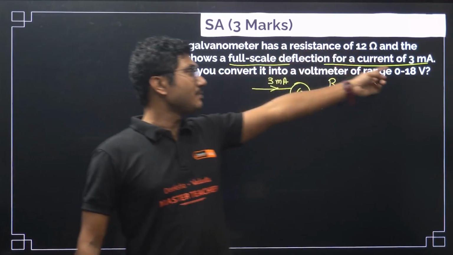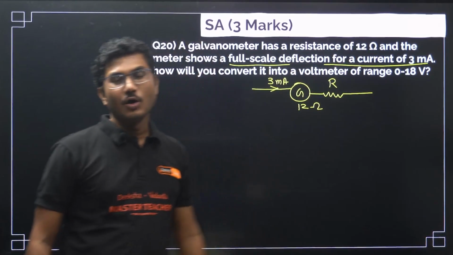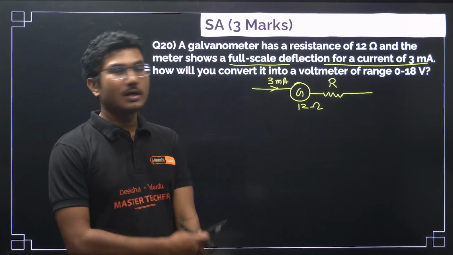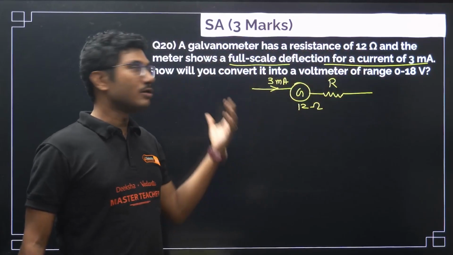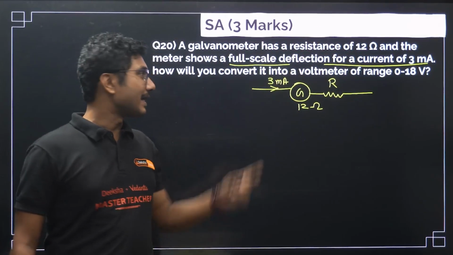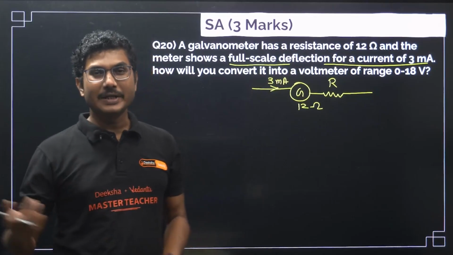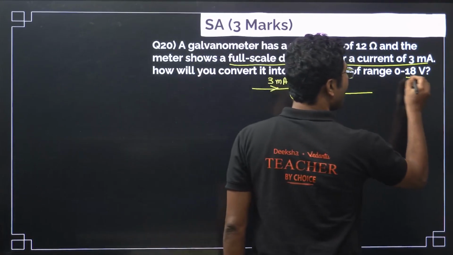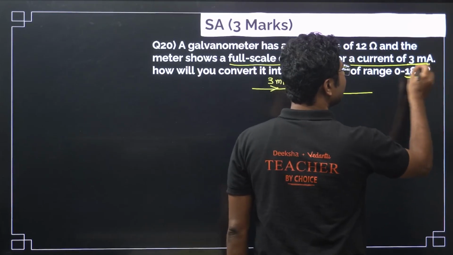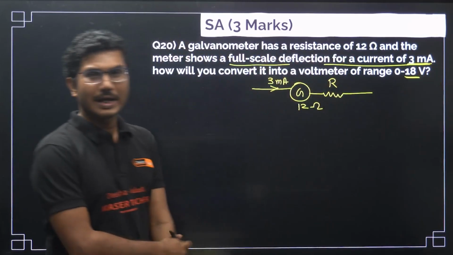Now, for maximum value 18 volt, what should be the current in the galvanometer? For maximum voltage, it can measure 18 volt. The current also should be the maximum value, that is 3 milliampere. That is the major thing that you have to understand. Basically, you have to understand that for maximum voltage, this is the current that should pass through the galvanometer.